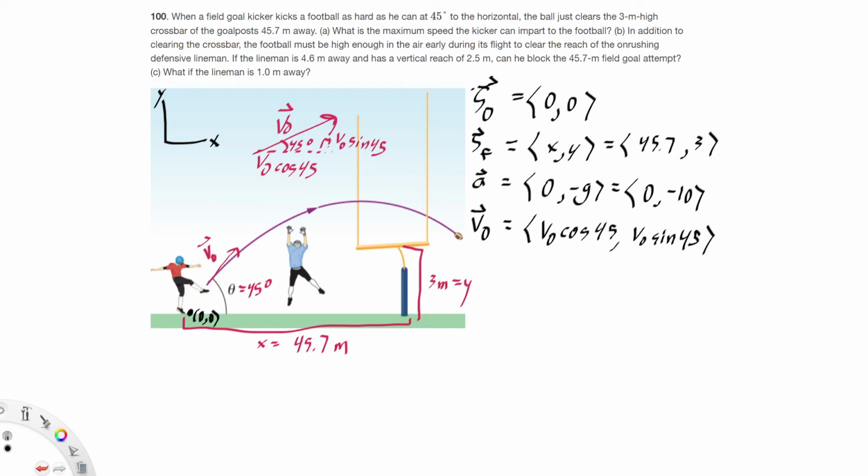All right, so far so good. Anyone have any objections or questions? If not, what's our next step? What do we do next? Right, we've drawn a picture, we've specified our coordinates, we've broken down our vectors. What's step 4?